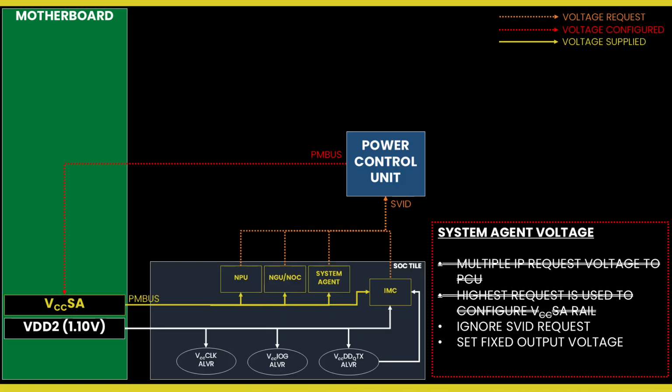But there's another way how we can get voltage on the VCC-SA rail, and that's to ignore all of the SFET requests and set the voltage directly using PM bus mode. That means we basically have full control over the output voltage of the VCC-SA. This approach is a very traditional way of overclocking whereby you set a fixed output voltage and then use an appropriate VRM load line setting, if available, to reduce the operating voltage in higher load scenarios.